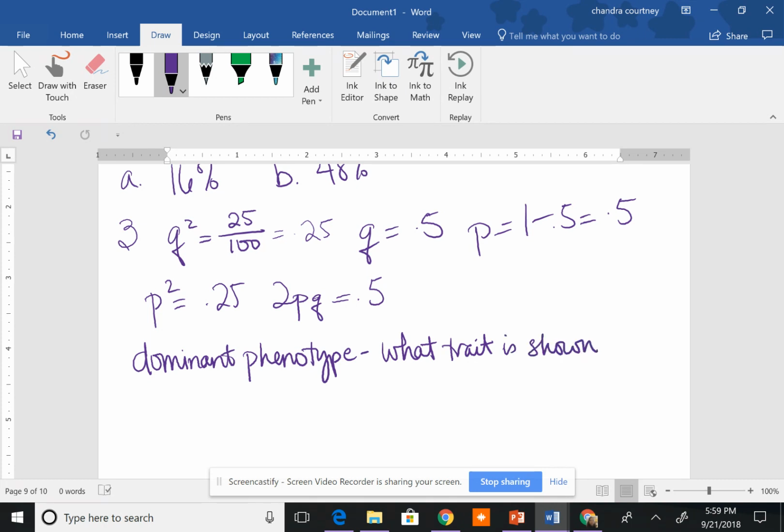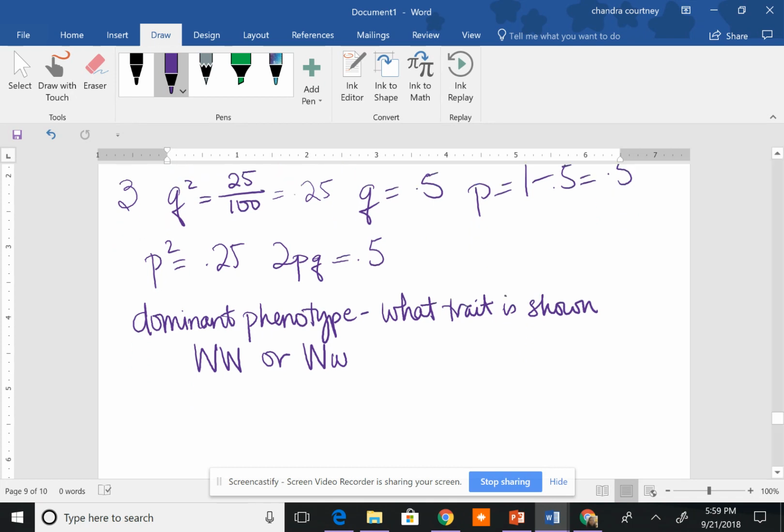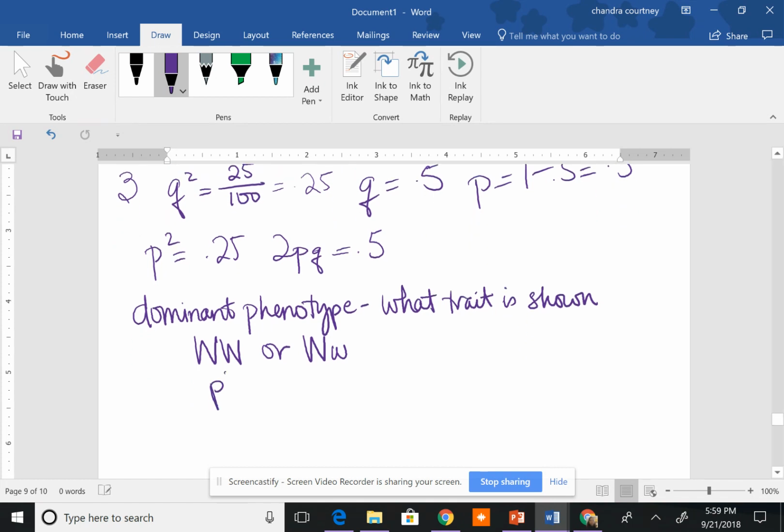So if you think about it, there are two ways for you to have the dominant phenotype. If we go back to that wavy hair example, if you were big W big W, you had wavy hair. Or if you were big W little w, you also had wavy hair. Well, big W big W in Hardy-Weinberg is represented by P squared, whereas big W little w is represented by 2PQ. So the first step in solving part A is we're going to have to figure out the total frequency for P squared and for 2PQ.